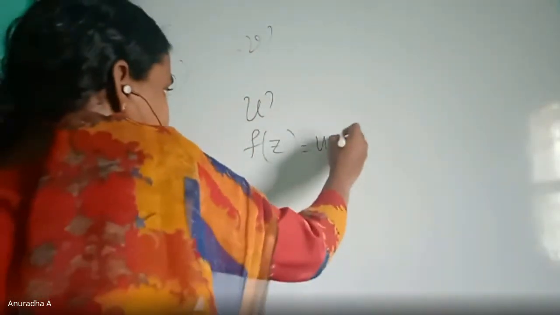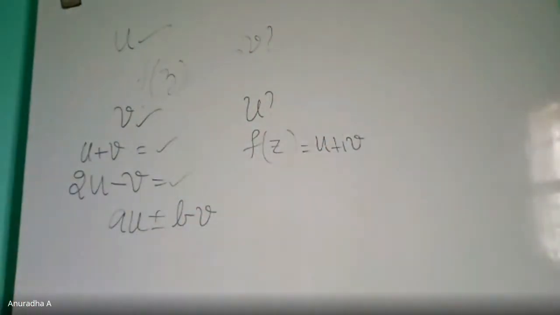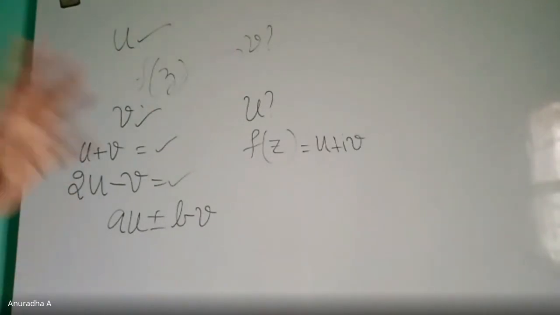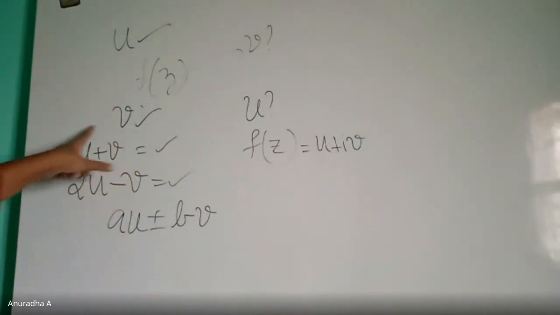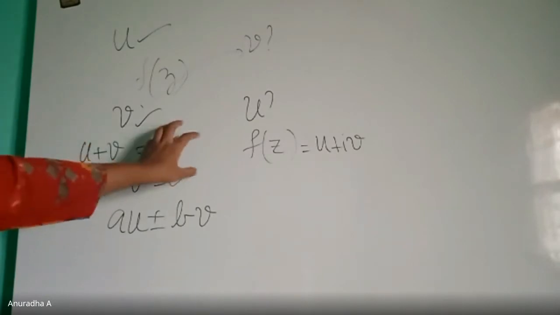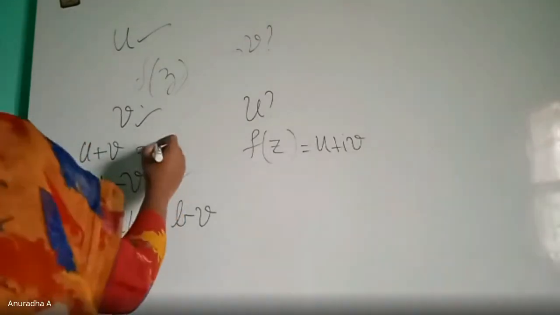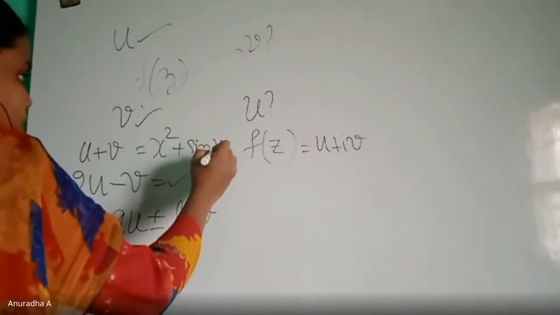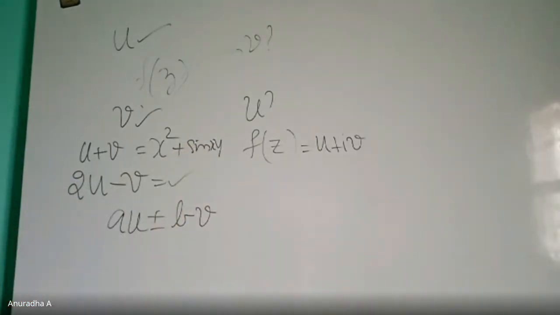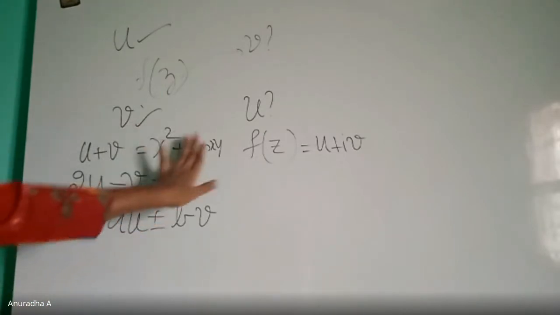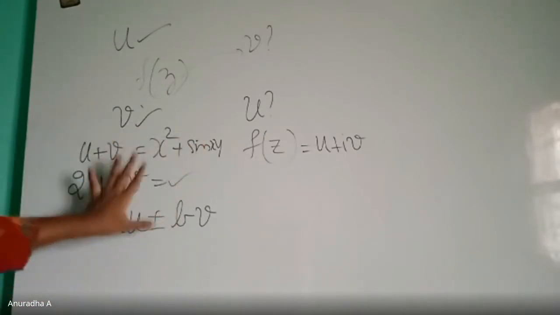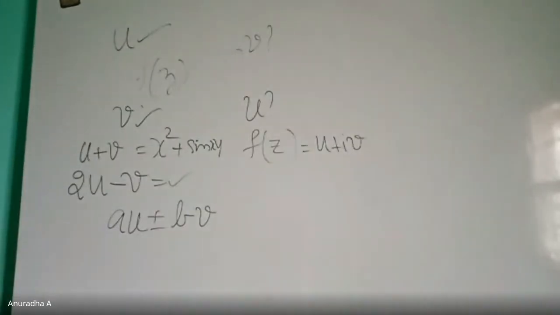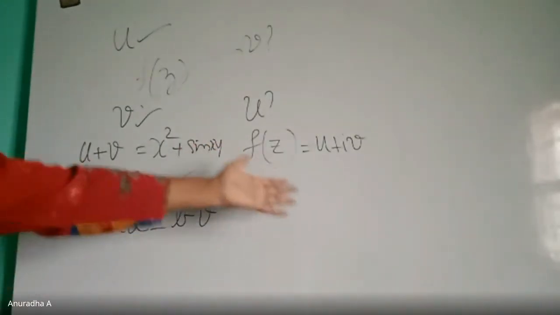f of z is u plus iv only. We have to find out what that is. See, u is a real function, v is a real function. So they will give u plus v equal to something, for example x square plus sin xy, or y by x, or xy, like that. Don't think that simply putting i here will give the solution for f of z. It's not like that. These are all real functions. From these real functions, we have to find the corresponding analytic complex function.